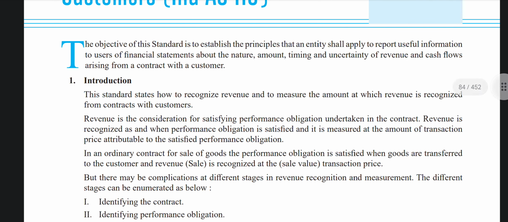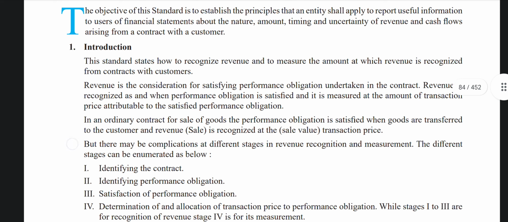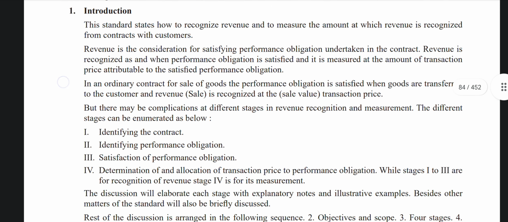So the first introduction is about this standard. It states how to recognize revenue and to measure the amount at which revenue is recognized from the contracts with customers. So what type of contracts will be there, we will see further in the chapters. And revenue is the consideration for satisfying performance obligation undertaken in the contract. For satisfying the performance of the contract we are giving the consideration. The revenue is generated by the other party who is fulfilling the contract. Revenue is recognized as and when performance obligation is satisfied.